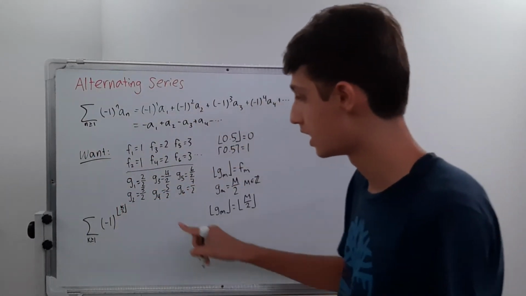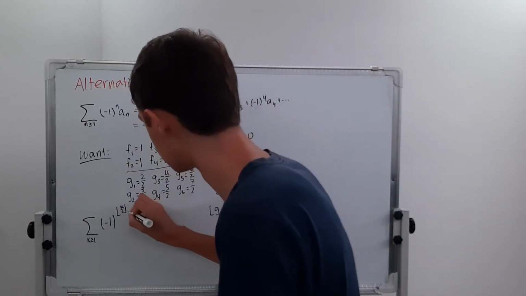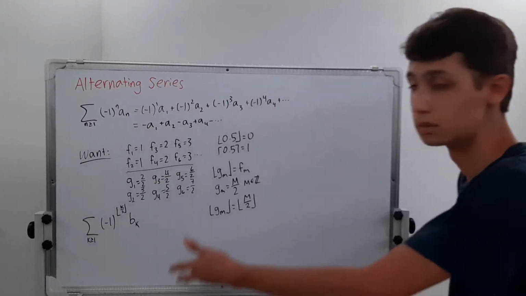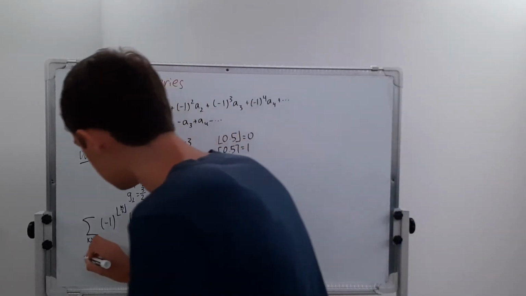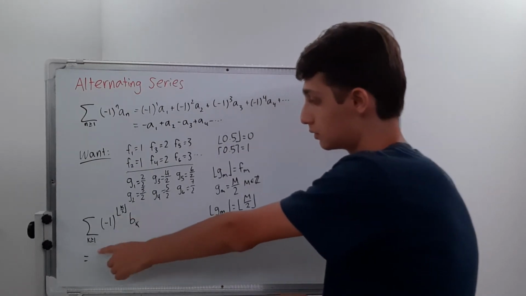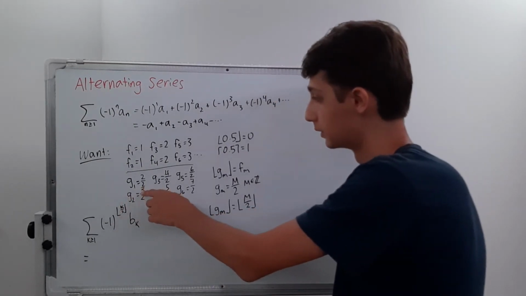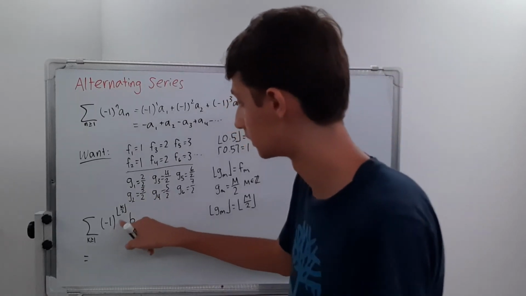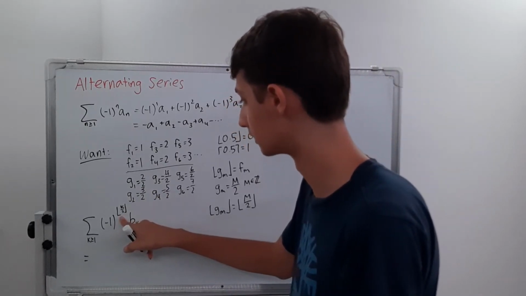And so then we're going to multiply by, I guess we could do b sub k. So let's just try to see what we get. So we get -1 to the floor of 1 over 2. That's our first k value. Hold on. So -1 to the floor of 1/2 is 0.